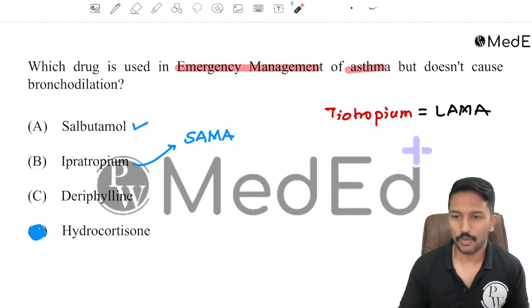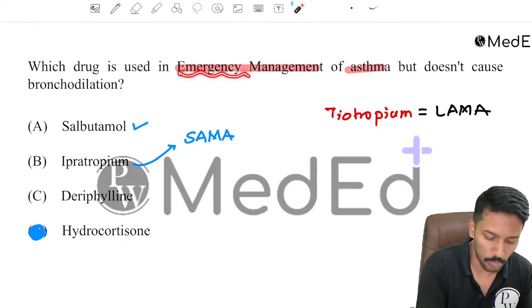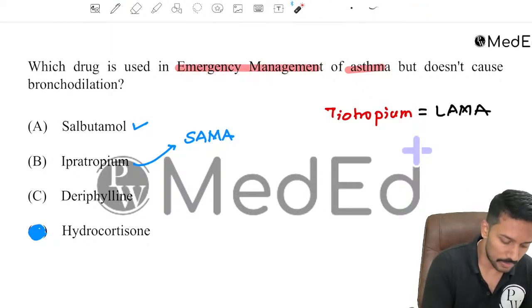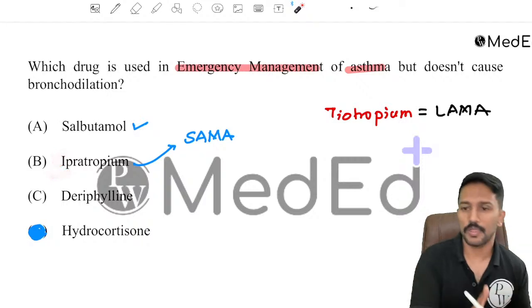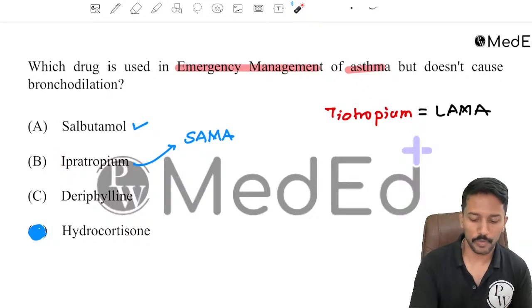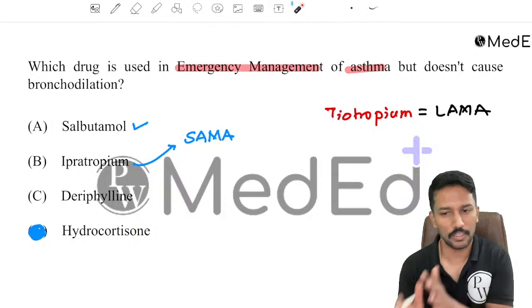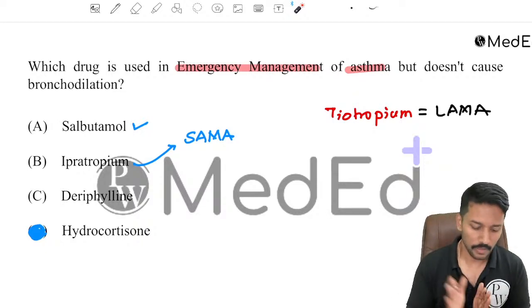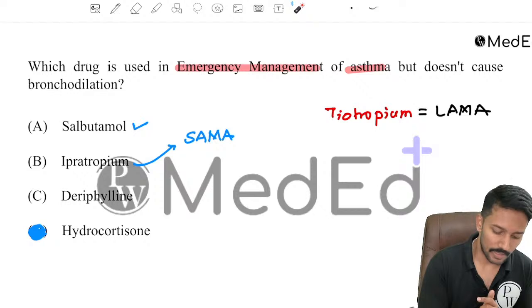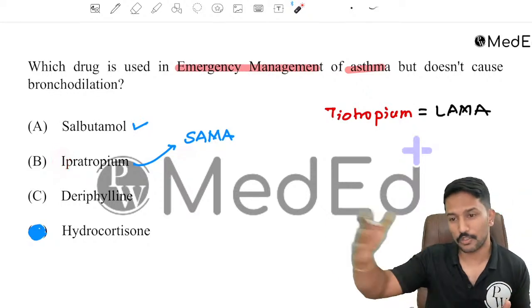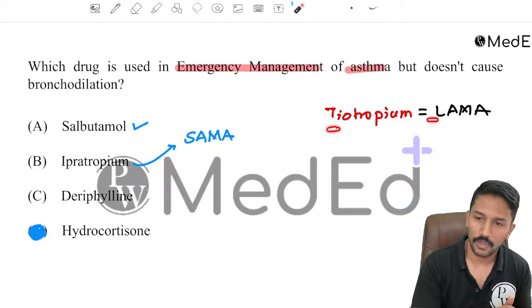Why is this important? Because in an acute case, here we are talking about an emergency. If I had given tiotropium here, that would also have been an answer. Because tiotropium is long acting, we don't use long-acting agents in acute emergencies. We want quick-acting, short-acting agents in emergencies. Easy to remember in alphabetical order: I comes first, so you can relate it to short acting. T comes quite late, so you can relate it to long acting.